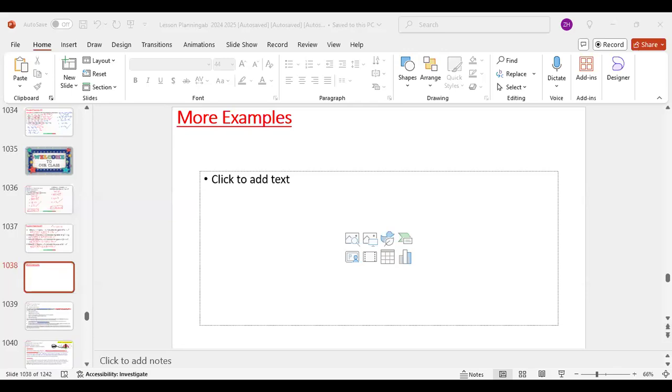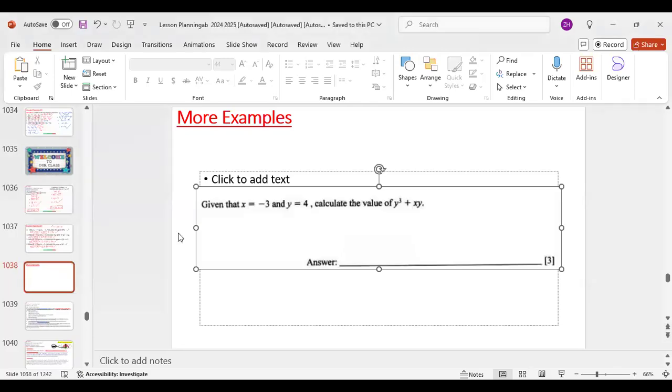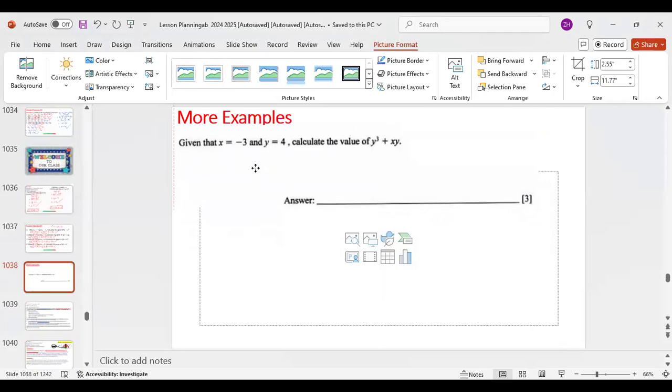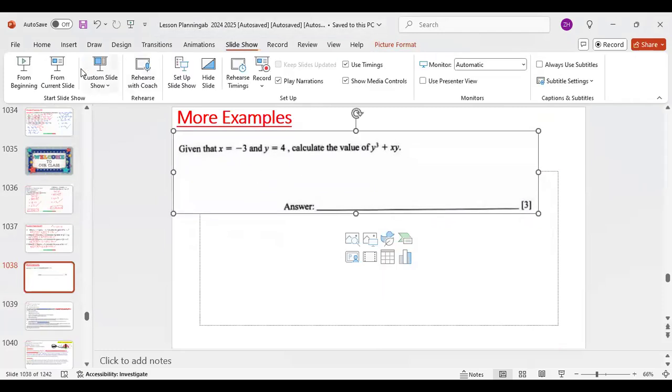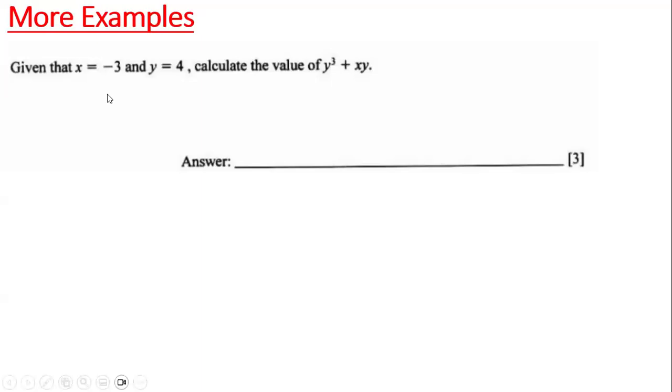This is a good question. I like this one. Just don't be afraid of the negatives, okay? This one says, given that x is equal to -3 and y is equal to 4, calculate the value of y cubed plus x times y.